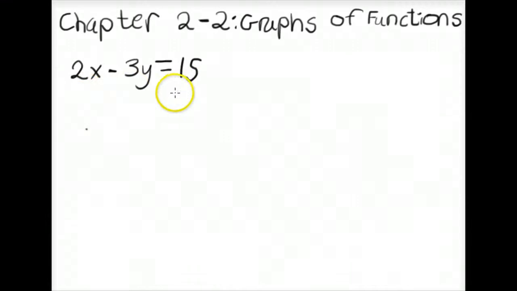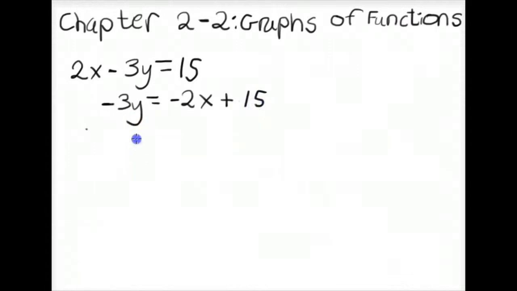To do that we need to first subtract 2x from both sides. So we'll have negative 3y equals negative 2x plus 15. Then dividing by negative 3, we get y equals positive 2/3 x minus 5. From this point, we can plug in any particular value of x and get the corresponding value of y. And for that reason, it's much easier to graph.